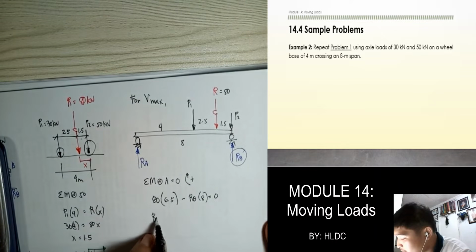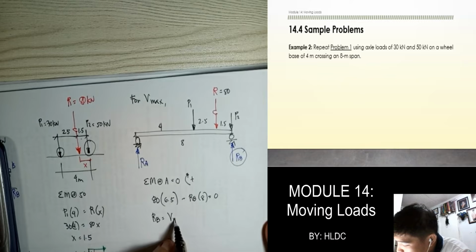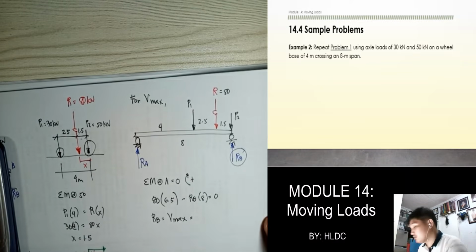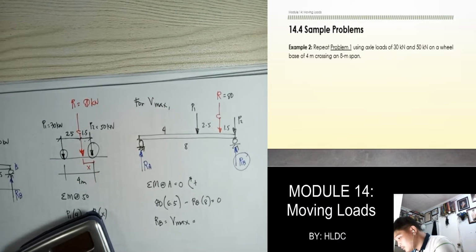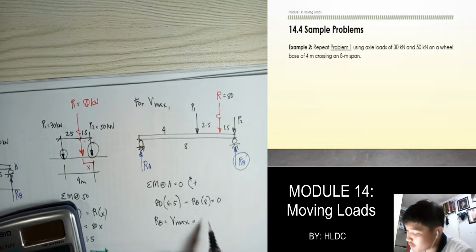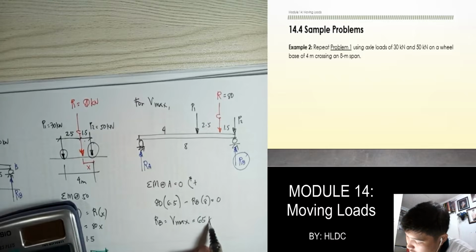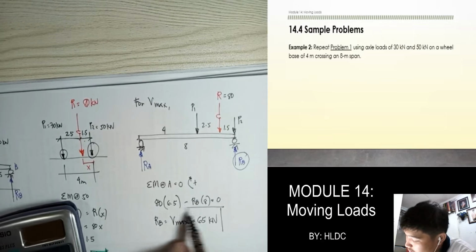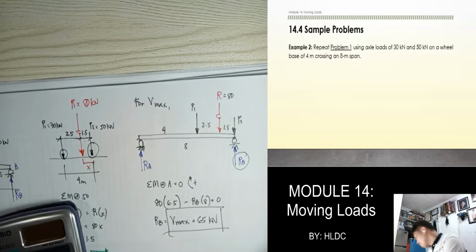So, masolve natin yung RB which now corresponds dun sa maximum shear. So, ilan yan, class? 80 times 6.5 divided by 8. So, this one now is 65 kilo newtons. Okay? So, ganun lang siya, no? So, let's check kung tama ang ating mga sagot.